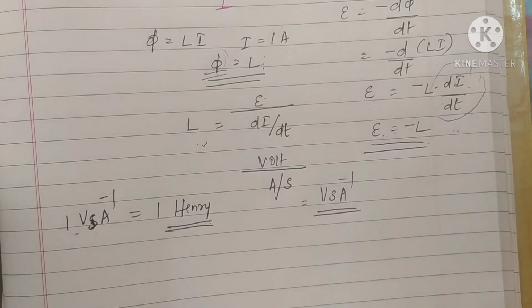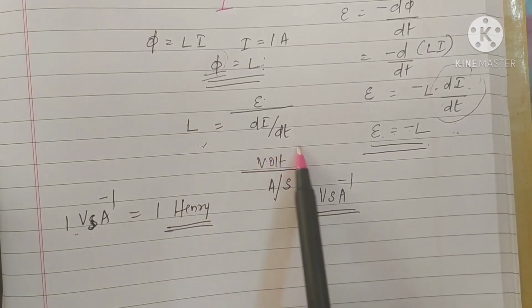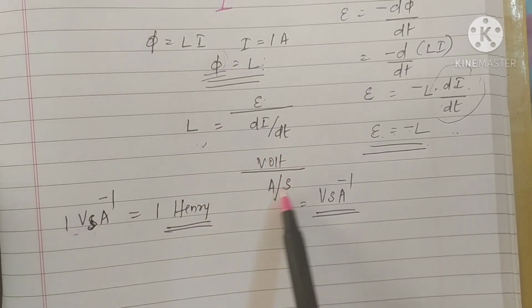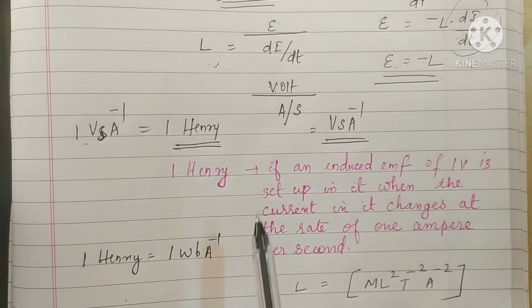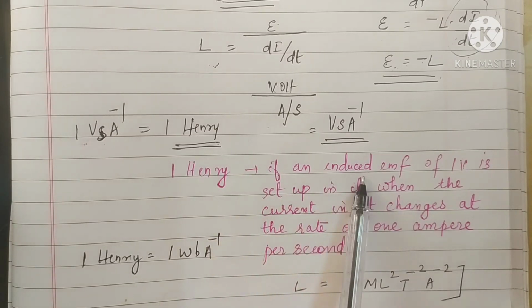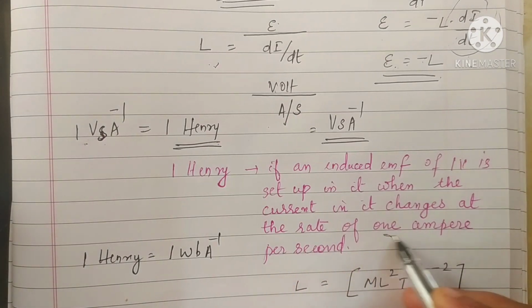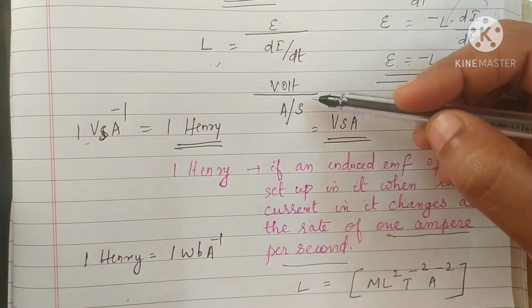Because to define 1 ampere, 1 joule, such things you have defined a lot. And here if you want to define it as 1 Henry, you can put this volt as 1, then ampere per second as 1. So the self-inductance of a coil is said to be 1 Henry if an induced EMF of 1 volt is set up in it when the current in it changes at the rate of 1 ampere per second, as you have seen in the equation.